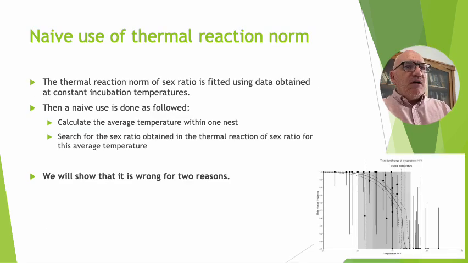The naive use of the thermal reaction norm that we have fitted previously is done as follows. We can calculate the average temperature within one nest, and we search the sex ratio obtained in the thermal reaction norm of sex ratio fitted with constant temperature, using this average temperature. We will show that it is wrong for two reasons.